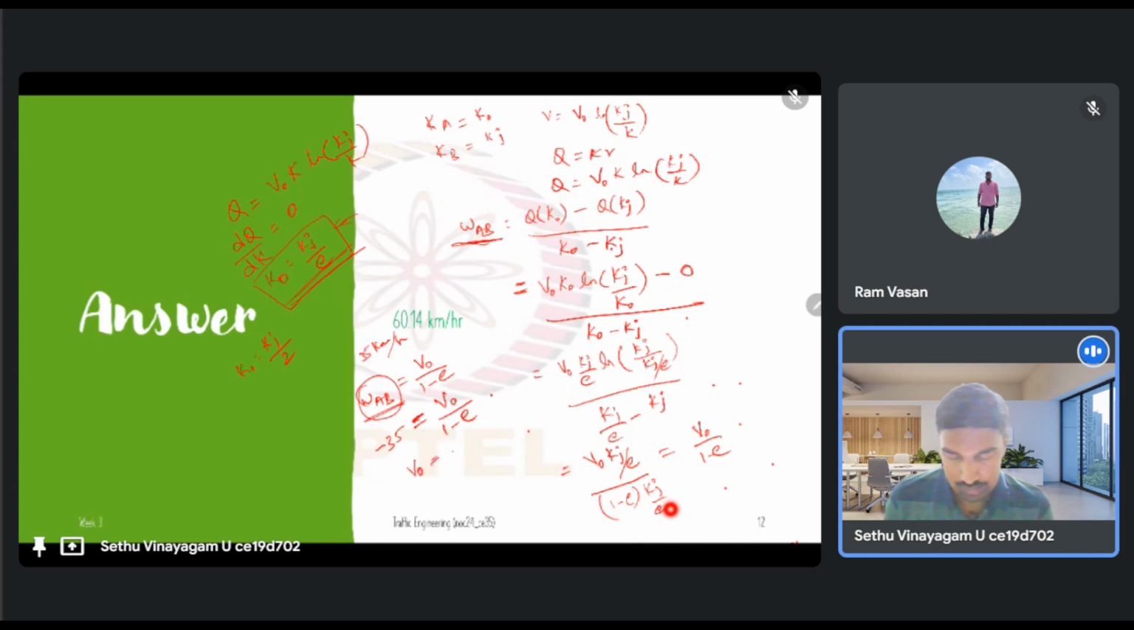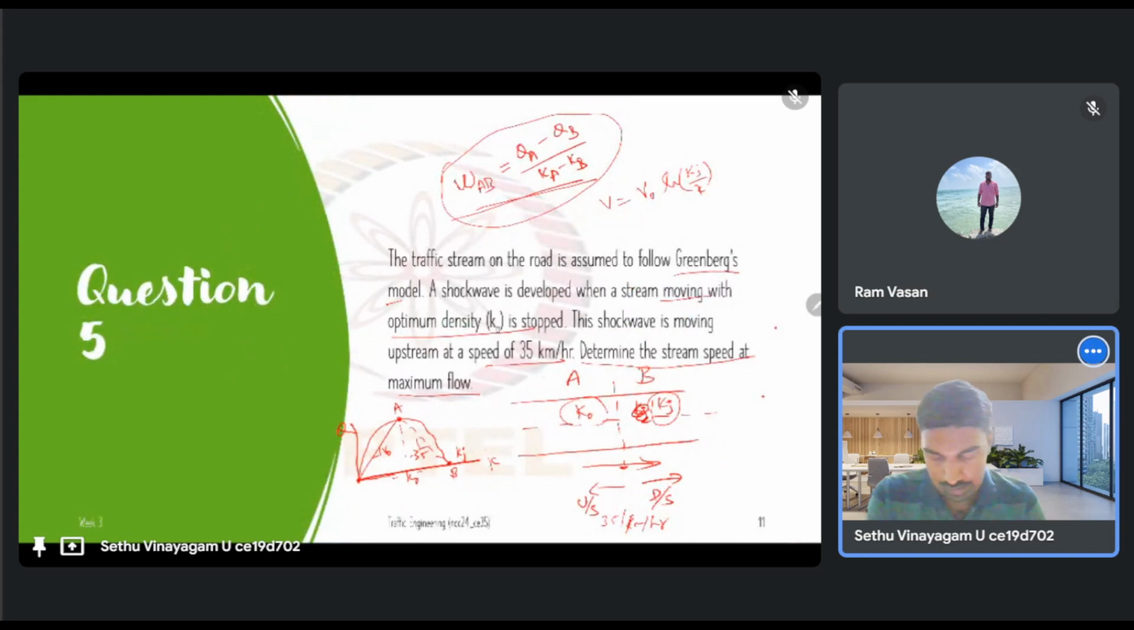So the optimal density is, so optimal speed is minus 35 times 1 minus E. So that will be 60.14 kmph. Okay, this is the speed where the flow is maximum. Basically the slope of the line that is connecting origin to the traffic state A. So that's what we also wanted to find, the stream speed at maximum flow. Any questions?